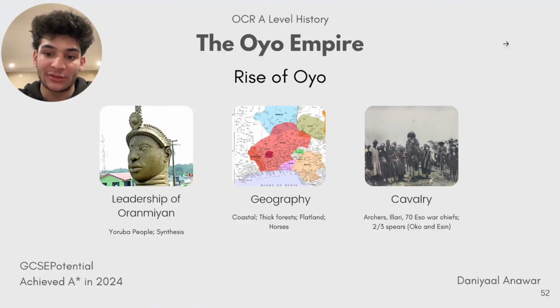There were 70 Esso war chiefs, who were leading the charge. There's 70 people who were really leading the charge, and they're very important. They organized the efforts of the soldiers in a very meticulous and intricate way, which meant they were able to overwhelm their opponents completely. And then the final point is two to three spears. Oko and Essen were different types of spears, but the cavalry had two to three spears on them, every single person, which obviously provided them with a big advantage. Even if their spears were ever blunt, they could just pull out another one.